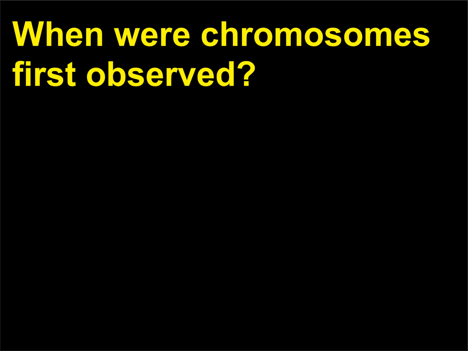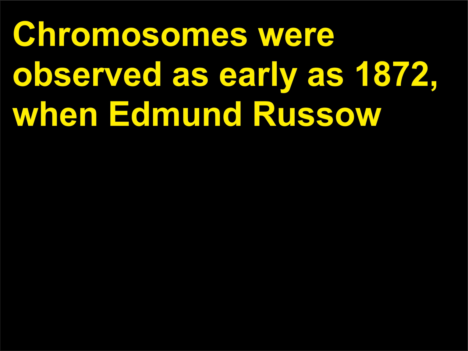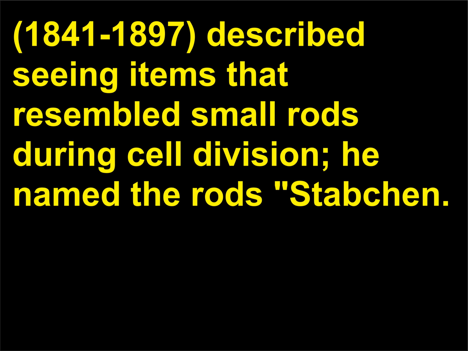When were chromosomes first observed? Chromosomes were observed as early as 1872, when Edmund Russow, 1841 to 1897, described seeing items that resembled small rods during cell division. He named the rods "Stäbchen."